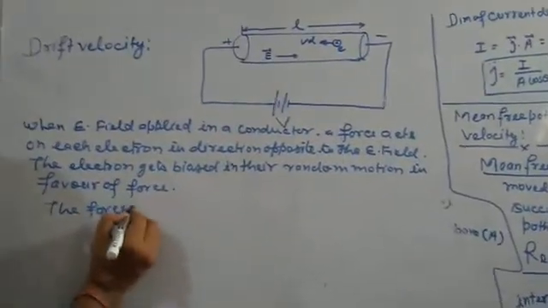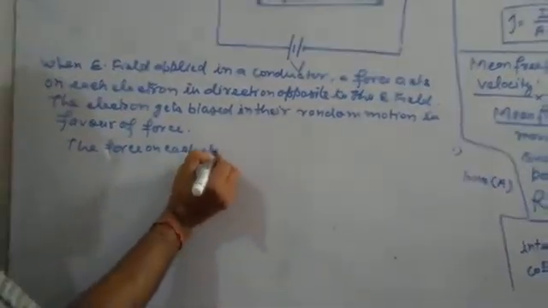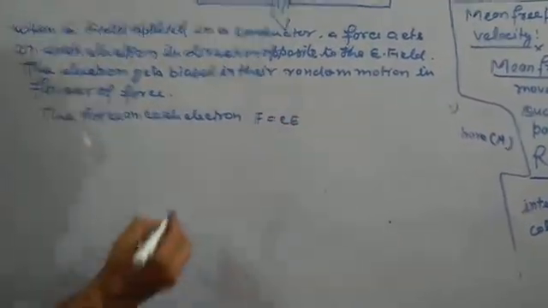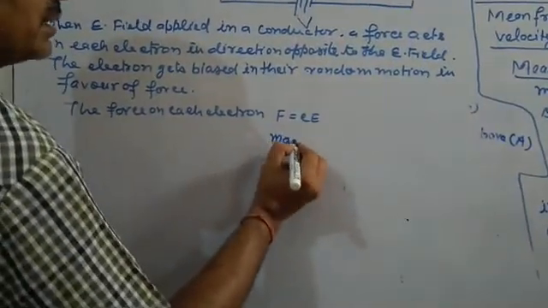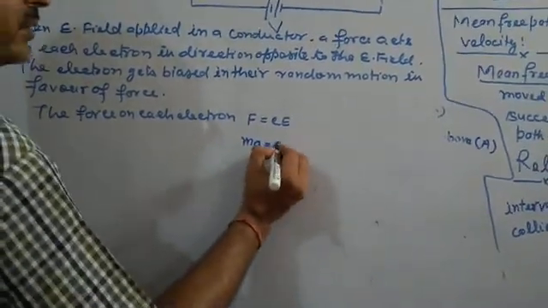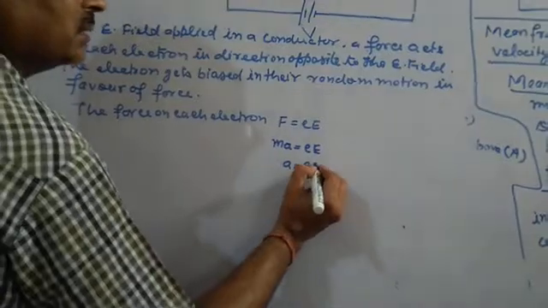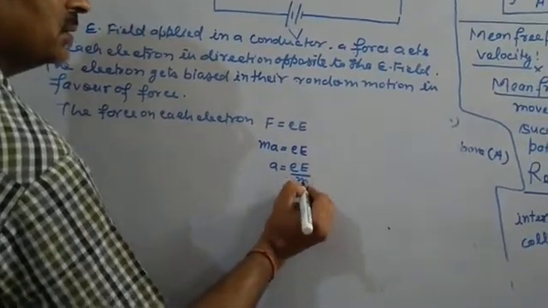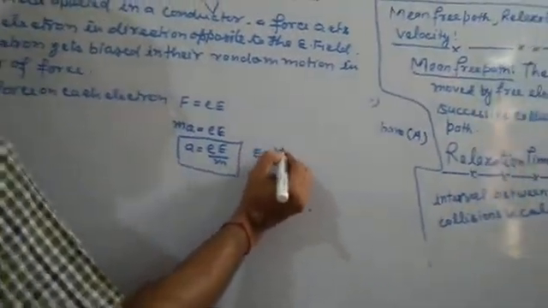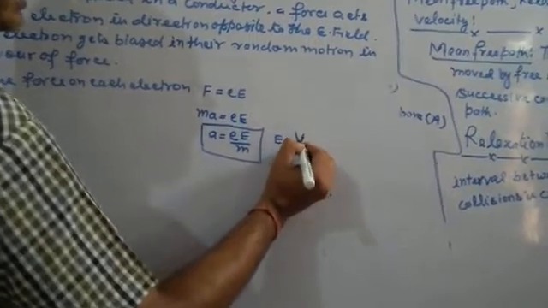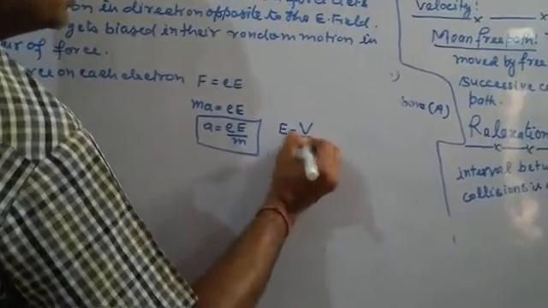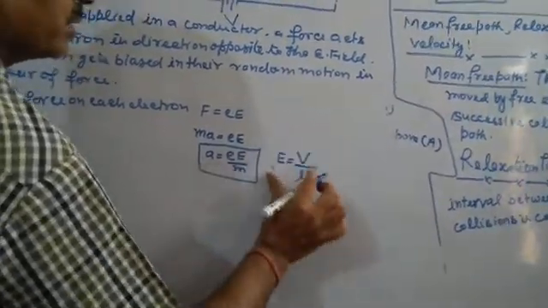The force on each electron is F equals eE. If m is the mass of the electron, then the electron accelerates opposite to the direction of the electric field with acceleration a equals eE by m, where the electric field E equals V by L, potential difference over distance.